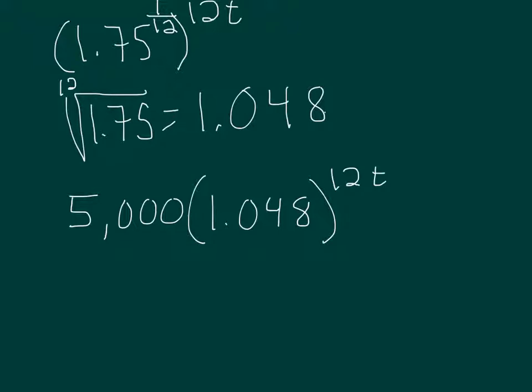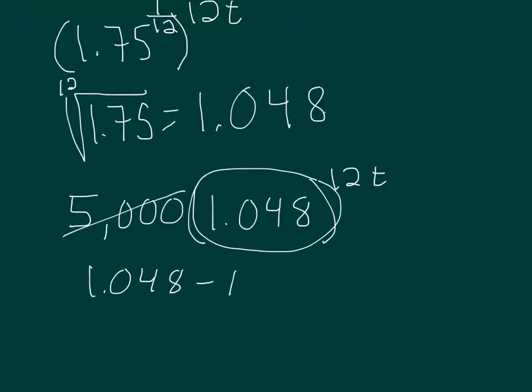Now, this is the part I'm interested in right here. I'm not interested in this. That's just my beginning initial amount. So to find my monthly interest rate, you take 1.048, you subtract 1 from it. That comes from this part.